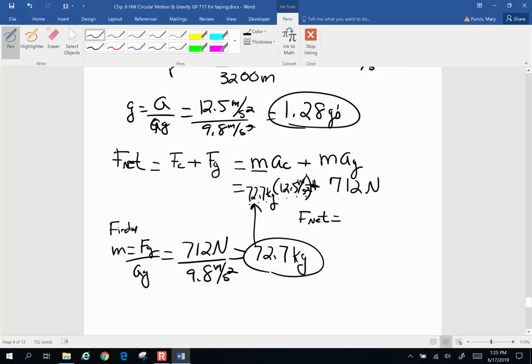And so the net force is going to be 72.7 times 12.5. Let's do the math on that. I'm going to get 909 newtons plus 712 newtons. And so the sum of the forces on our little stunt pilot is going to be 1620 newtons. There we go.